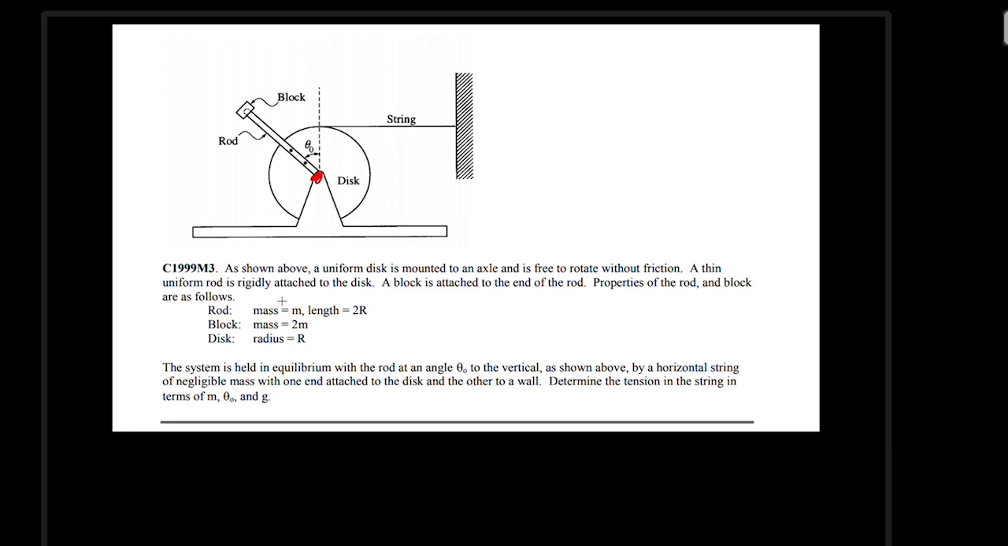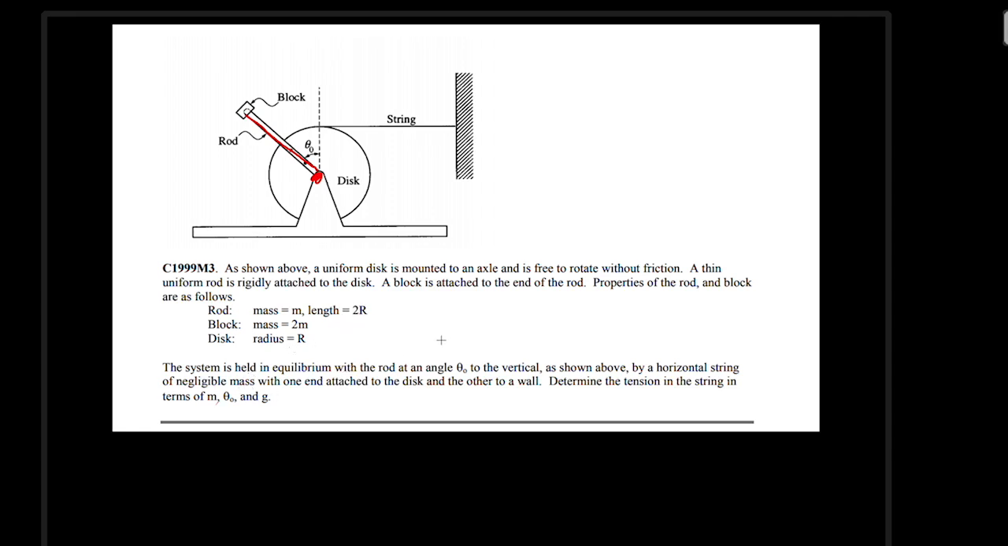A thin uniform rod is rigidly attached to the disk. That's this rod right here. A block is attached to the end of the rod. The properties of the rod and block are as follows. Rod: mass M, length R. Block: mass 2m. Disk: radius r.